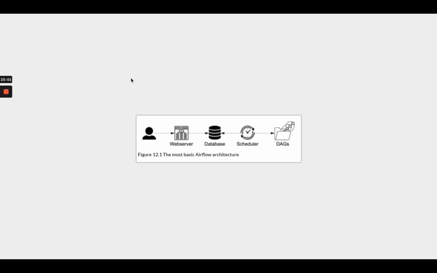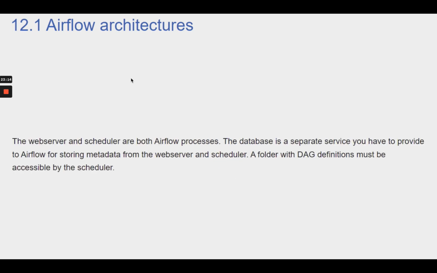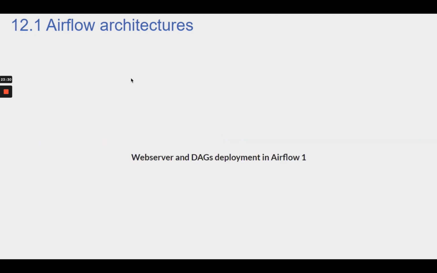Section 12.1. Airflow Architectures. At a minimum, Airflow consists of 3 components, Figure 12.1. Web server, scheduler, database. The web server and scheduler are both Airflow processes. The database is a separate service you have to provide to Airflow for storing metadata from the web server and scheduler. A folder with DAG definitions must be accessible by the scheduler.